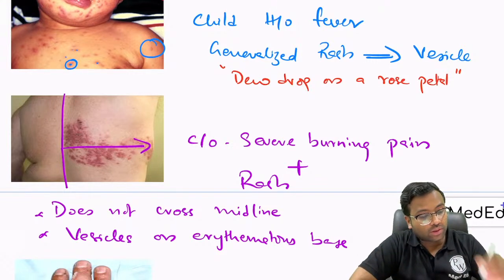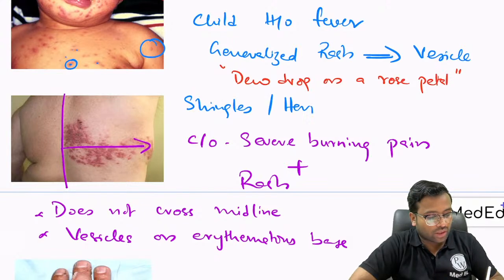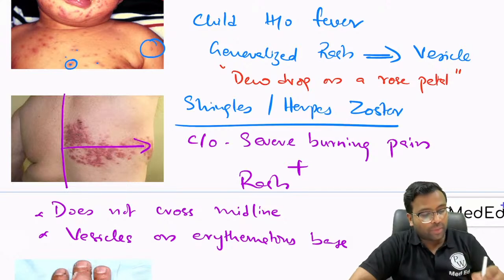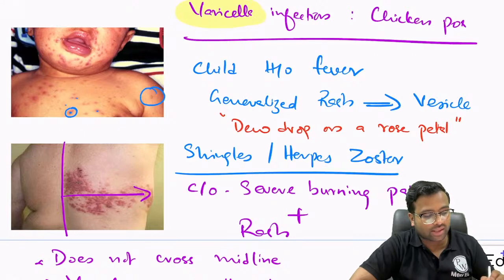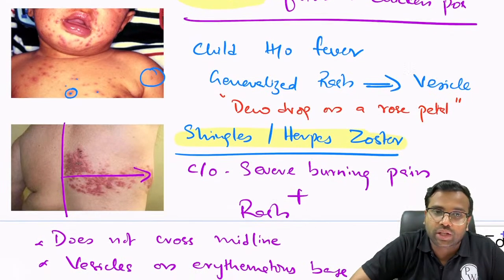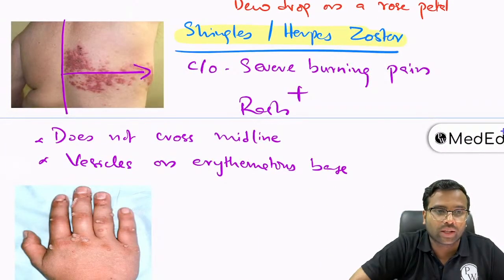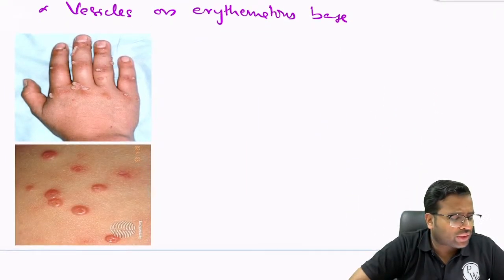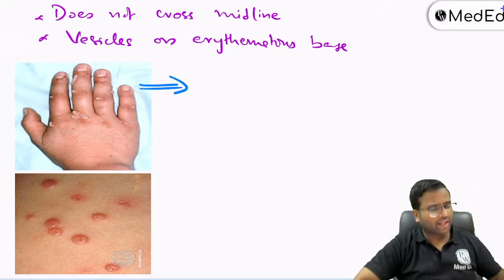Excellent. So this one is going to be shingles or herpes zoster, because what is happening in shingles or herpes zoster is that the same virus, that is the varicella virus, gets reactivated, and that leads to shingles or herpes zoster. That is how it is. And we will also see some of the other presentations of viral infections.